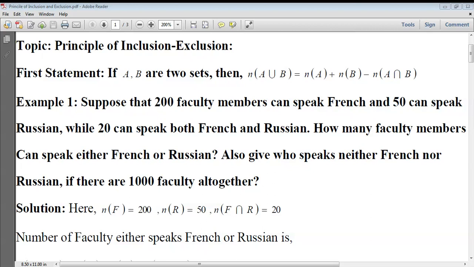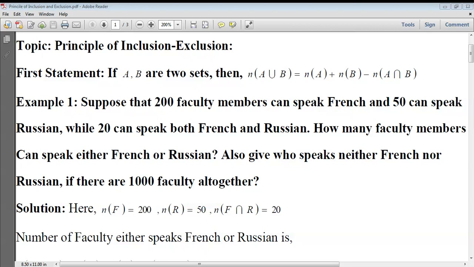A union B means number of elements in union or at least one of A or B, and n of A means number of elements in A, n of B means number of elements in B, and n of A intersection B means number of elements in A intersection B. So now let us take an example problem.